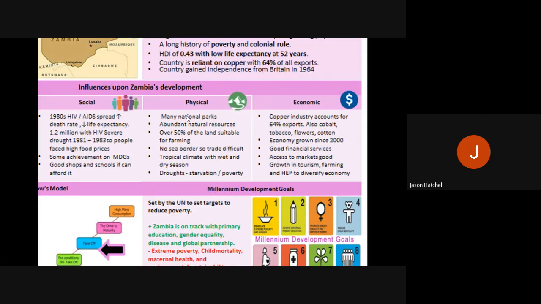It does have good access to other markets as well, and it works particularly well with China in terms of copper. And there has been a growth in tourism and farming and the use of hydroelectric power through the Kariba Dam, which we'll look at later on as well. So the economy has been able to diversify away from just exporting copper to developing the other aspects of its economy. Mr. Unite, anything you would add there?